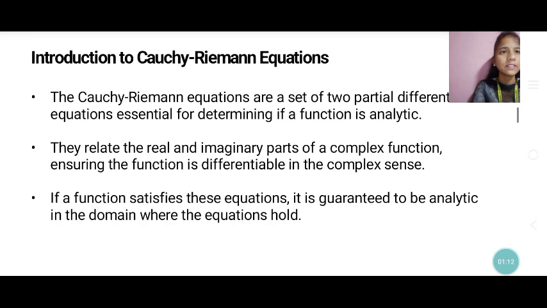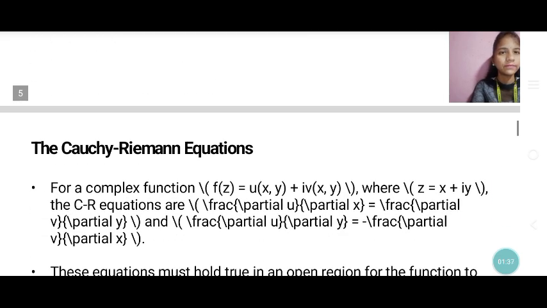Introduction of the Cauchy-Riemann equations. The Cauchy-Riemann equations are a set of partial differential equations essential for determining if a function is analytic. They relate the real and imaginary parts of a complex function and ensure the function is differentiable in the complex sense. If a function satisfies these equations, it is guaranteed to be analytic in the domain where the equations hold.